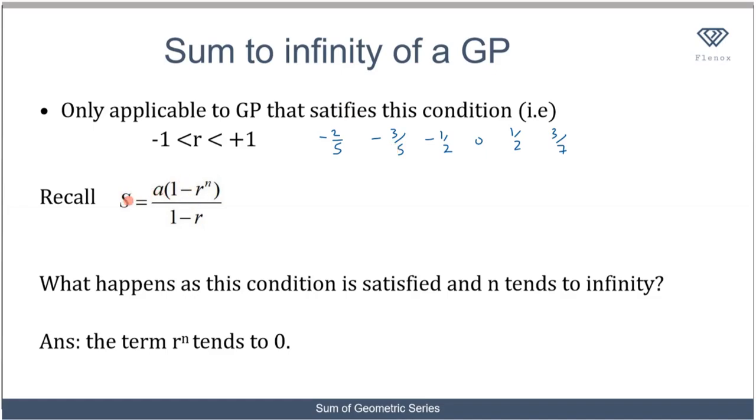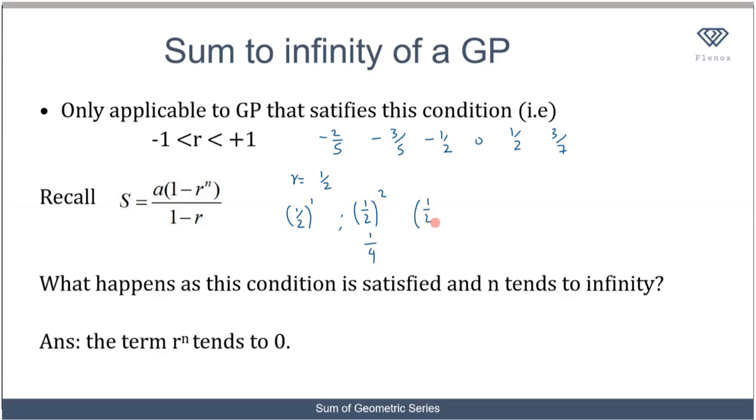So now we know that the sum to infinity is given by a into bracket 1 minus r raised by n over 1 minus r. Now let's assume r is a number that lies between minus 1 and 1. For example, let's assume that the value of r is half. What happens as we raise half to, say, the power of 1? Let n be 1. Half raised to the power 1 is half. How about half raised to the power 2? That becomes 1 over 4.